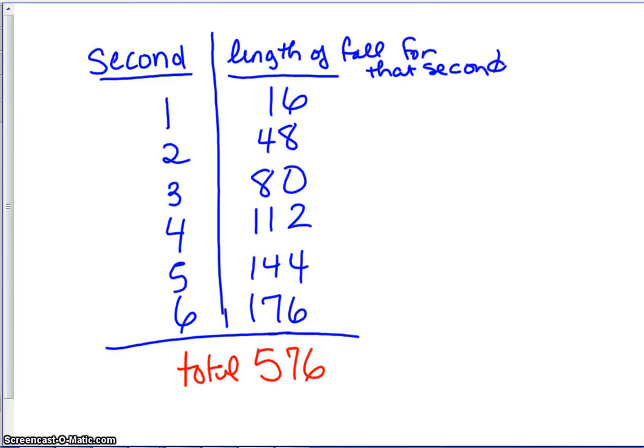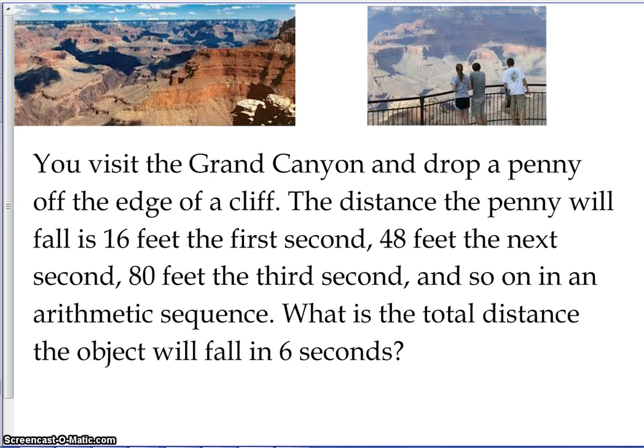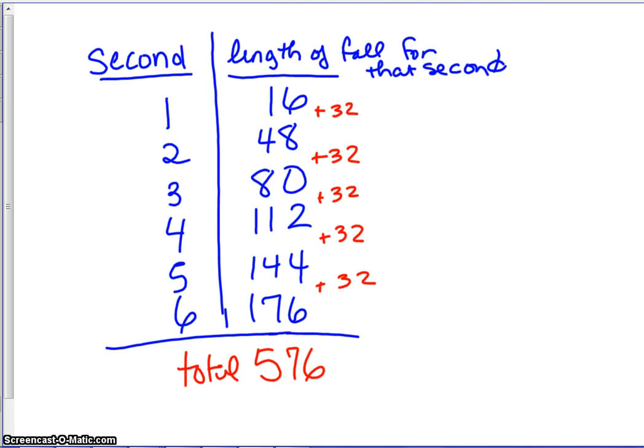They said, okay, if the first was 16, you really add 32 each time. So the student figured out that you're adding 32 to get to the next second. But then if you realize the question, a lot of people miss this at first, the question is, what is the total distance? And so the emphasis was on this total distance. Well, that total distance shows that my answer here is actually 576 feet.